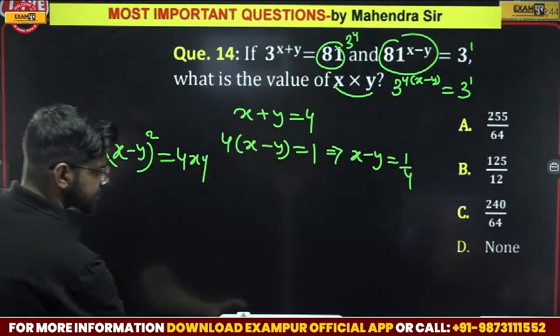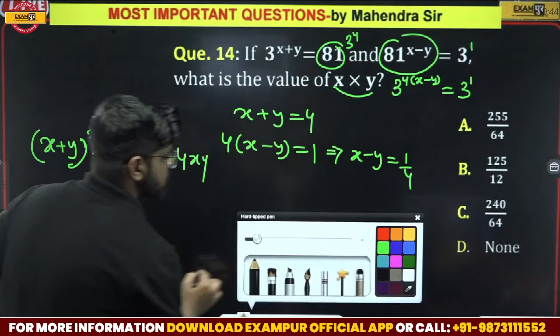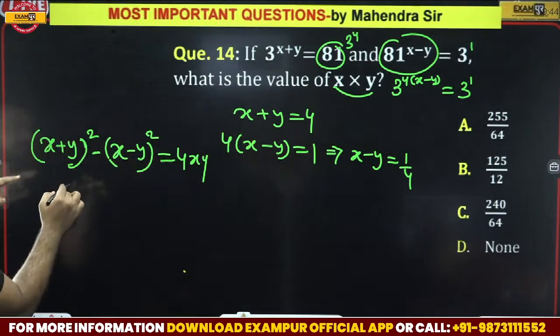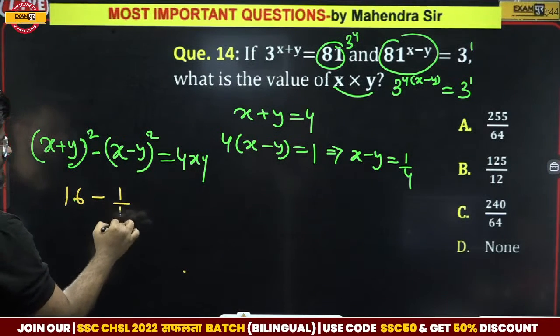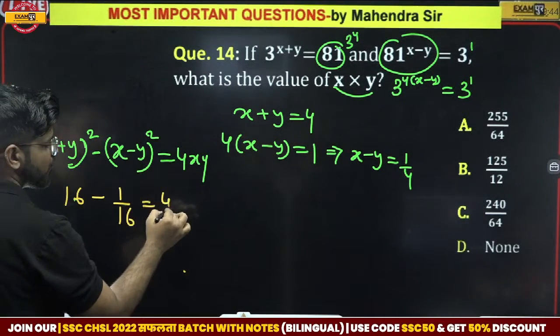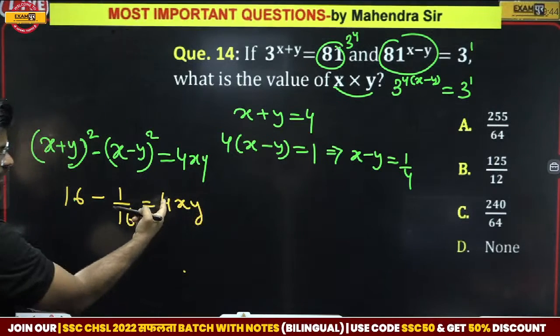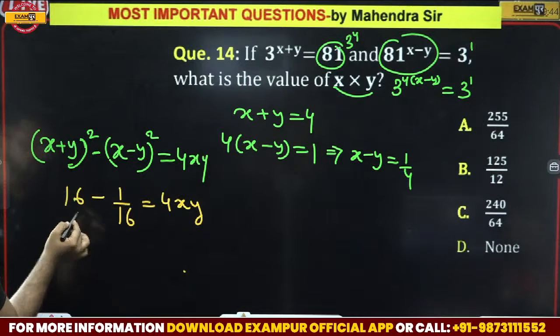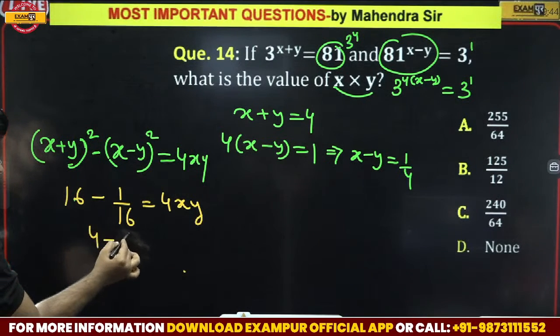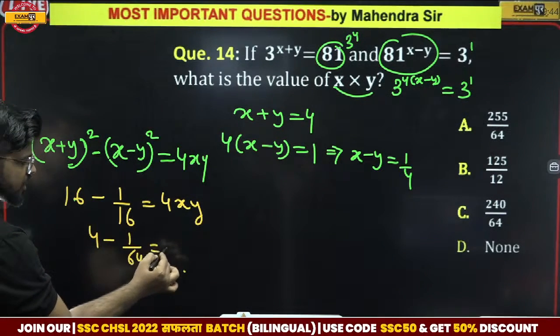We have x plus y, that means 4 square, that means 16 is here. Then minus 1 by 16 is here, and it is equal to 4xy. We have to find the value of xy, so divide it by 4. When we divide it, what will we get? We will get 1 by 64 into 255, that is, xy.